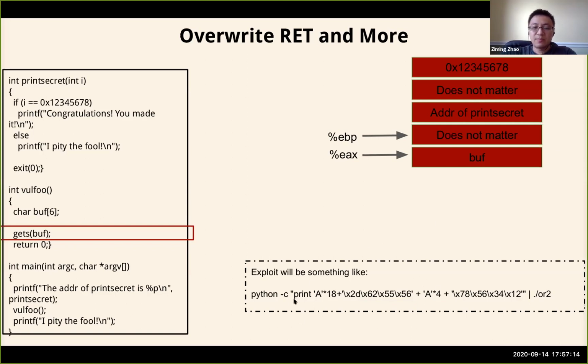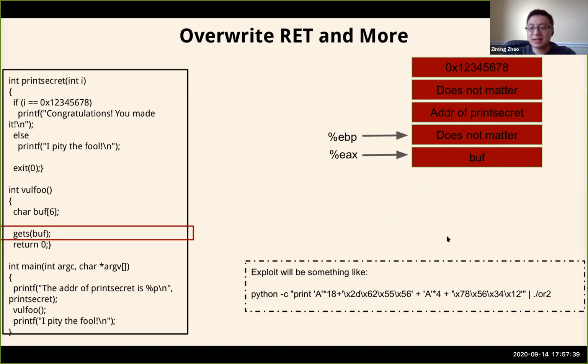Okay, so the 8 times 18 corresponds to the buff. The buff is 18 bytes. Then we have the part that actually corresponds to this. The buff is 14 bytes. Then 4 bytes doesn't really matter. Then we have another 4 bytes, which is the address of print secret. That's how we put it here.